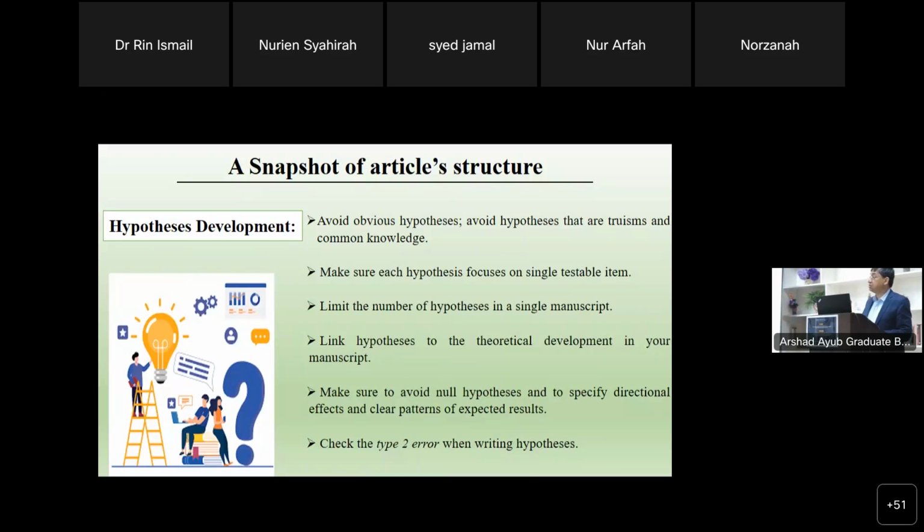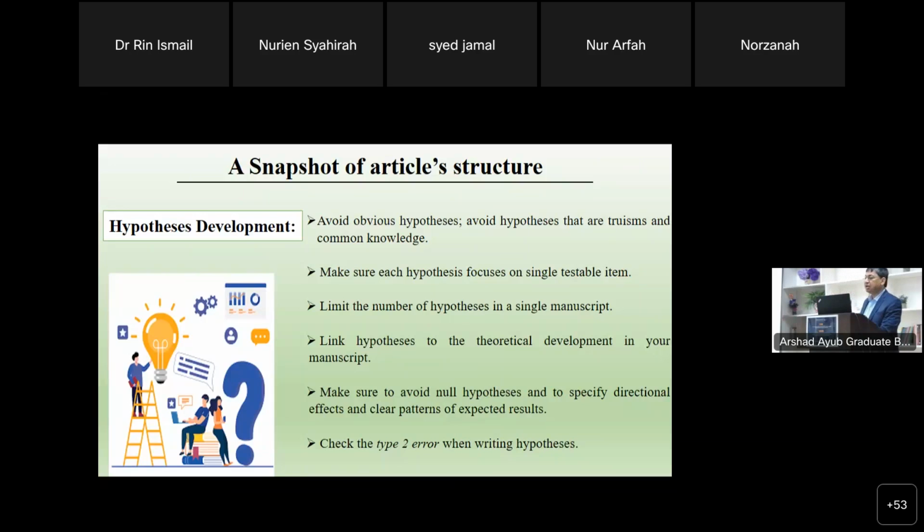Link hypothesis to theory. Sometimes you just collect data and start running regressions without knowing what the hell you're doing, and the hypothesis you haven't developed. But the hypothesis should come from well-established theory, or you are trying to expand the theory. Whichever direction you take, it has to be connected with some conceptual basis.